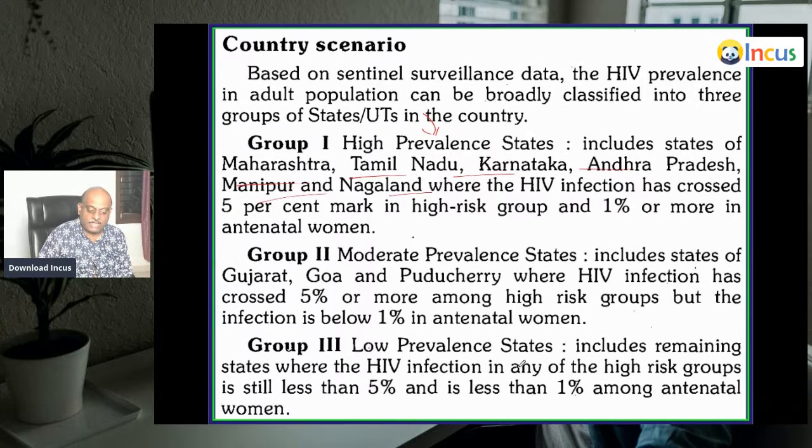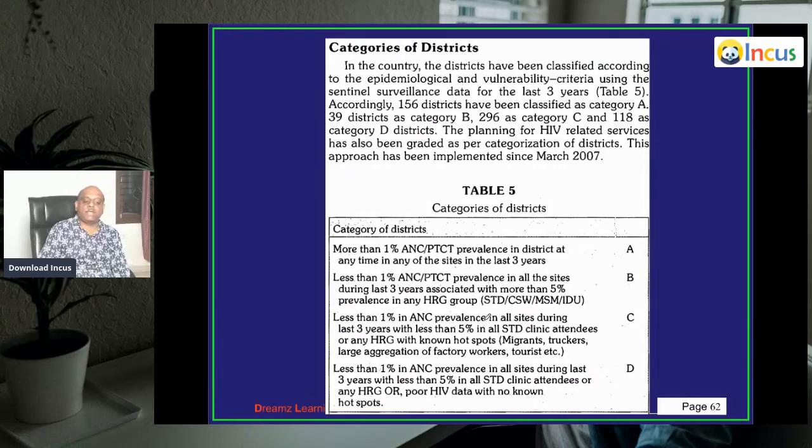Low prevalence states is whenever it is less than 5% in the high risk groups and less than 1% among the antenatal women, you call group 3. Group 2, moderately risky: Gujarat, Goa, Pondicherry. All holiday picnic spots. HIV infection is 5% or more among high risk, but the infection is below 1% in antenatal women. So that is how you basically divide.